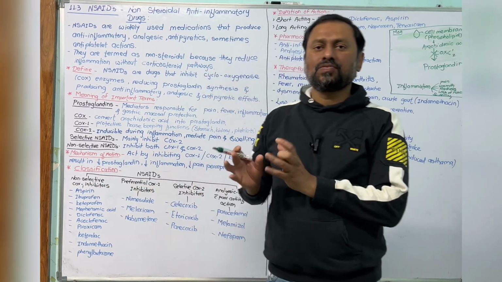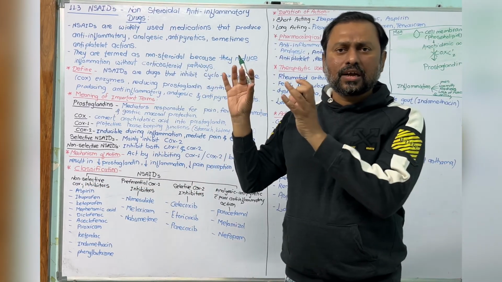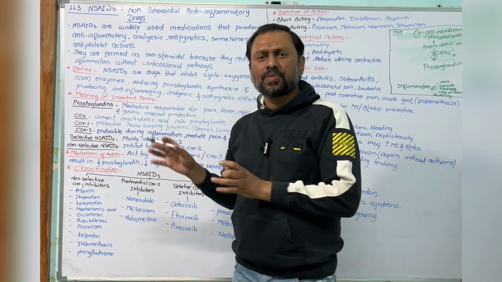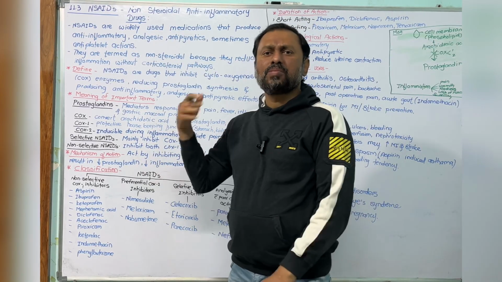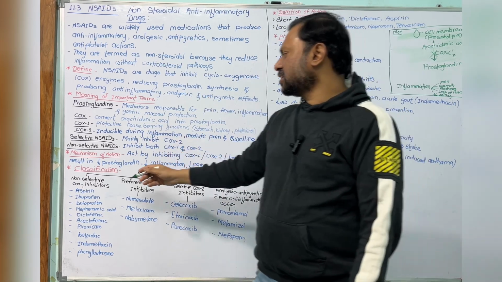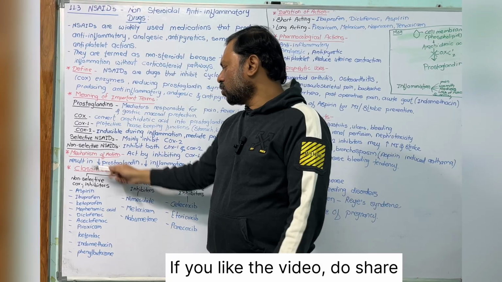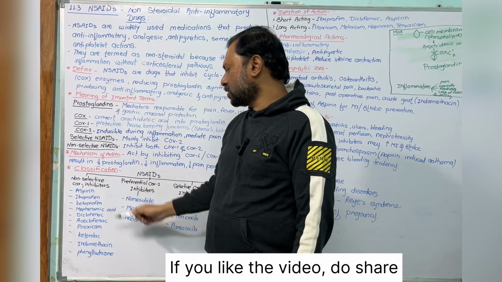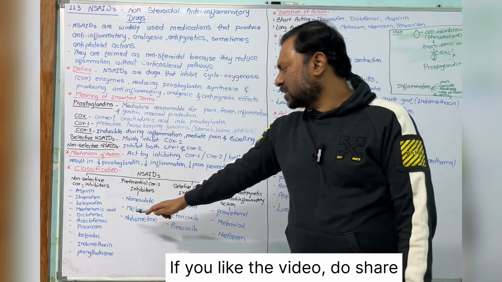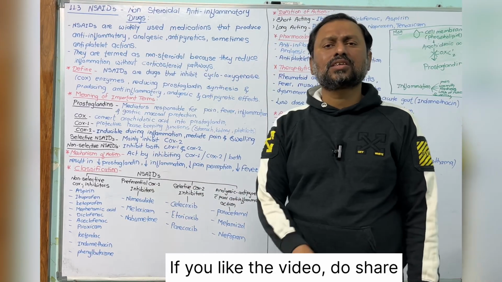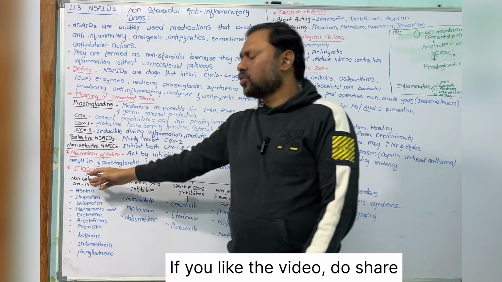Here they are not specifically inhibiting only COX-2. It is not like that. They are inhibiting randomly, it may be COX-1 or COX-2. Like that, these drugs inhibit both COX-1 as well as COX-2. Those are aspirin, ibuprofen, mefenamic acid, diclofenac, and aceclofenac. These groups of drugs are non-selective.